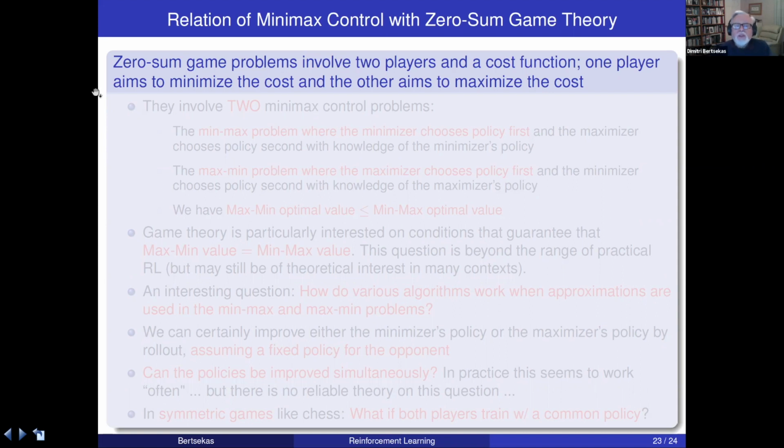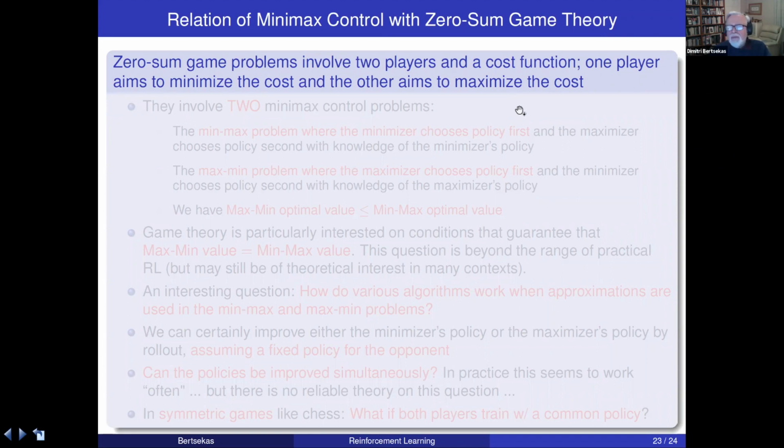So what is a zero-sum game? You have two players and a cost function. One player aims to minimize the cost function, and the other aims to maximize the cost function by choosing their variables. The cost function depends on both players' variables and policies in the context of a dynamic system, a control type of setting.